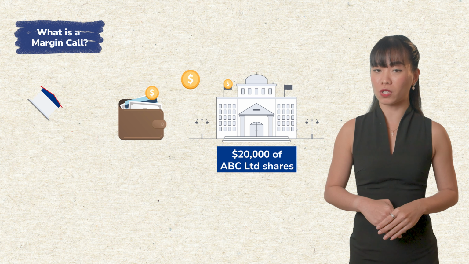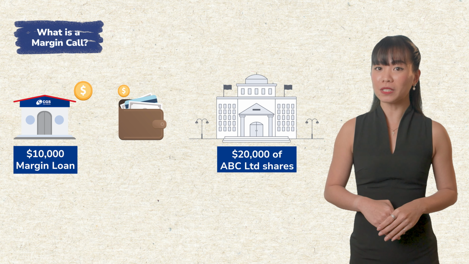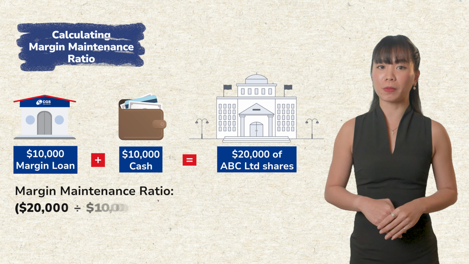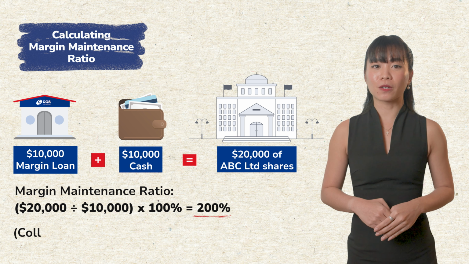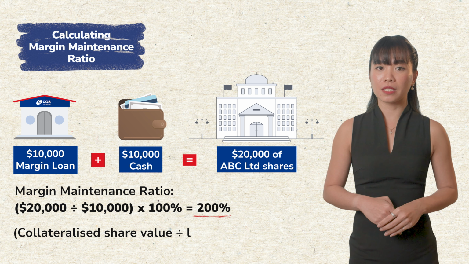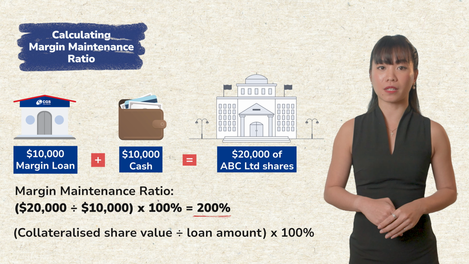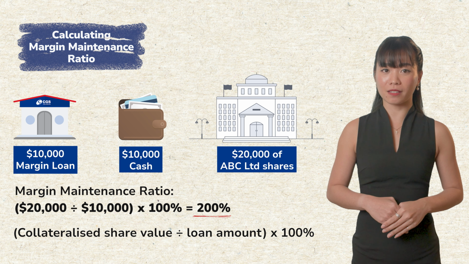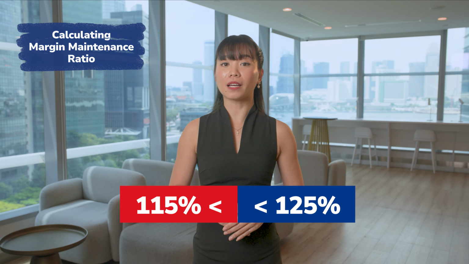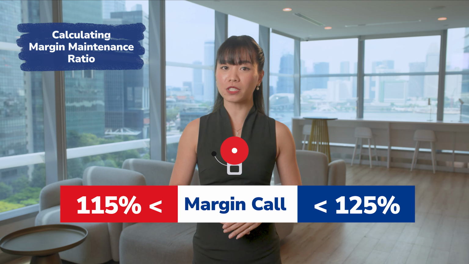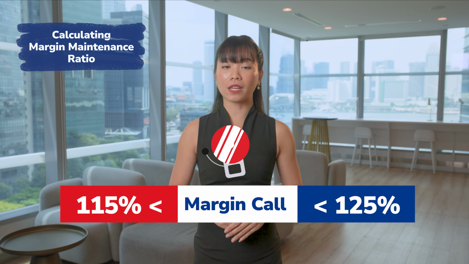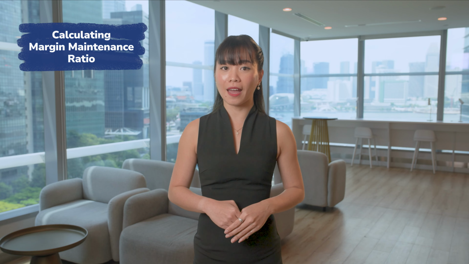Here's an example. If you bought 20,000 worth of stocks with a 10,000 loan, your margin maintenance ratio would be 200%. Collateralized share value divided by the loan amount times 100%. If that ratio slips under 125% but above 115%, your broker will notify you through a margin call and you must add collateral or reduce your loan. Think of it as your broker's way of saying, hey, your account needs a little boost.